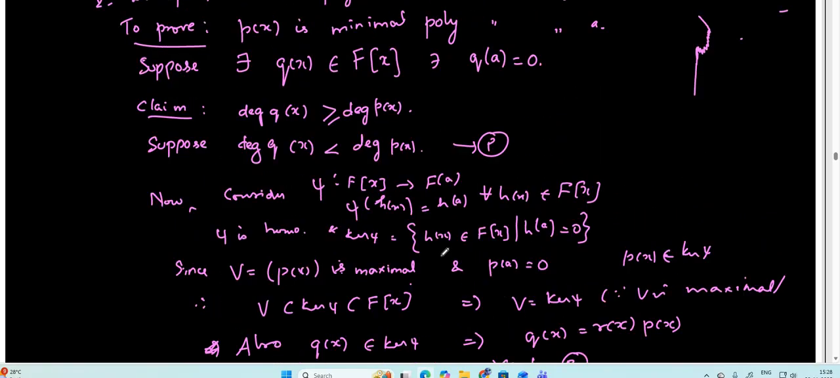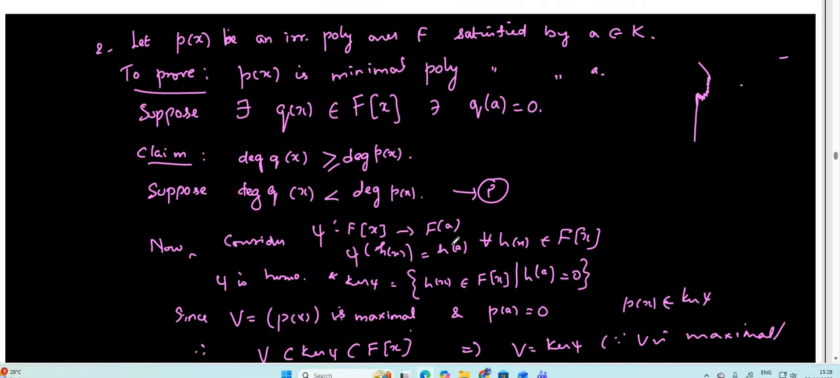So whenever we have an irreducible polynomial satisfied by a, we cannot simply say irreducible polynomials are minimal polynomials. It should be satisfied by an element, and for that element we will have the minimal polynomial. So those two will be the same. So that is what we mean here.